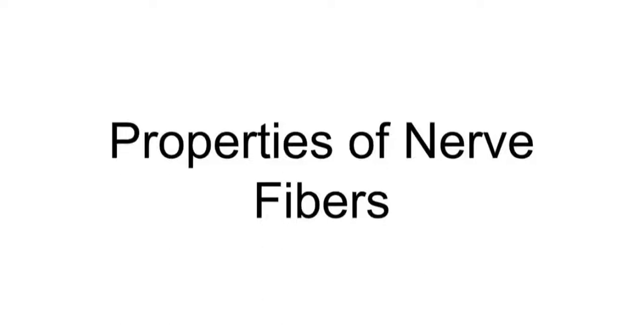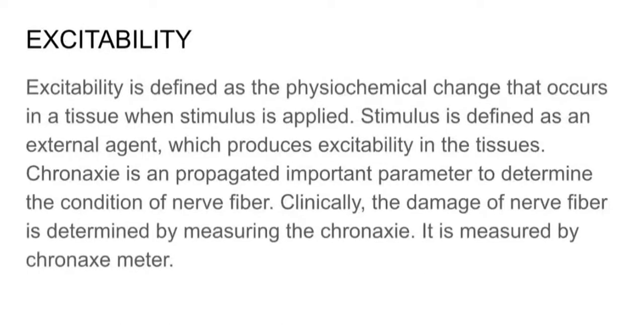Properties of nerve fibers. Excitability. Excitability is defined as a physicochemical change that occurs in a tissue when a stimulus is applied. Stimulus is defined as an external agent which produces excitability in the tissues.